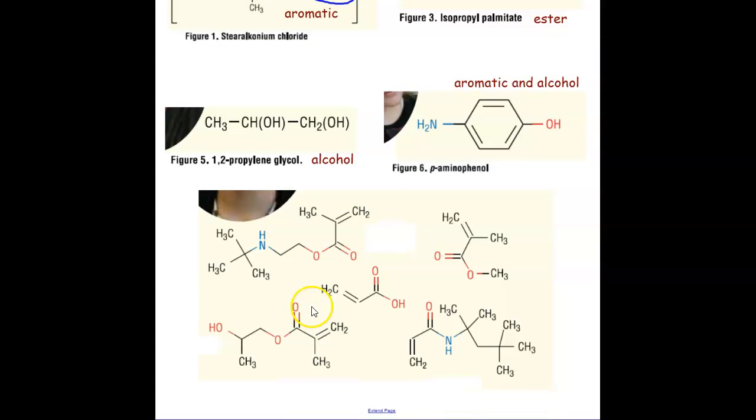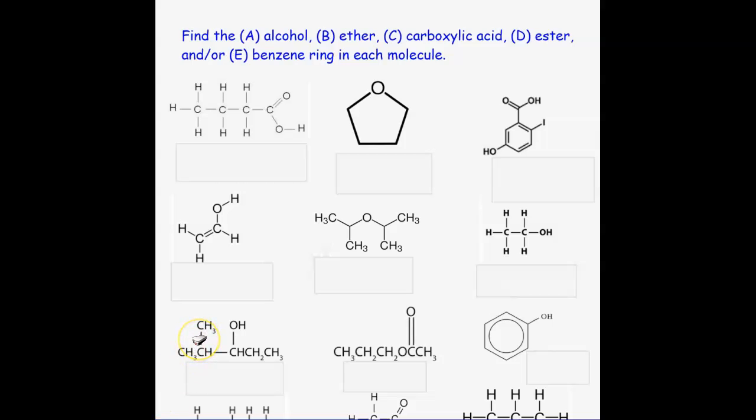At the bottom of the page, the oxygen-containing functional groups are conveniently marked in red. We have esters here and here. There's a carboxylic acid in this center molecule and an ester and an alcohol on this molecule on the left. There are also some alkene double bonds in each of these molecules. Try to identify the functional groups on the next page.